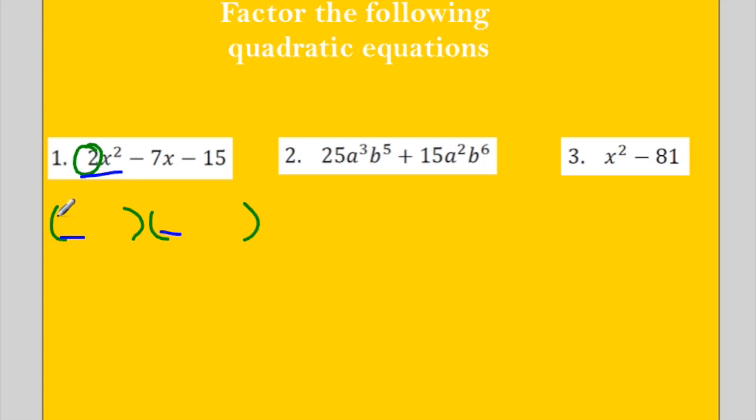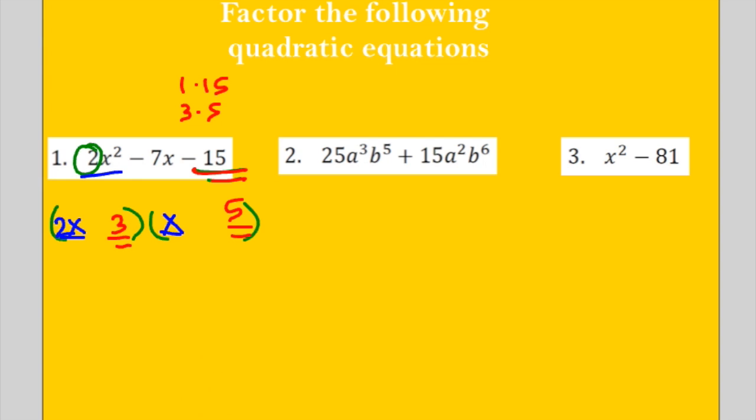So what multiplies to 2? Well, 2 and 1, so I know I'm going to have 2. And then what multiplies to x squared? X and x. Then what's at the end, and I'm going to use a different color, has to multiply to negative 15. So this is where the guessing comes in. I know 1 times 15 is 15 and 3 times 5. So right now I'm just going to try 3 and 5.